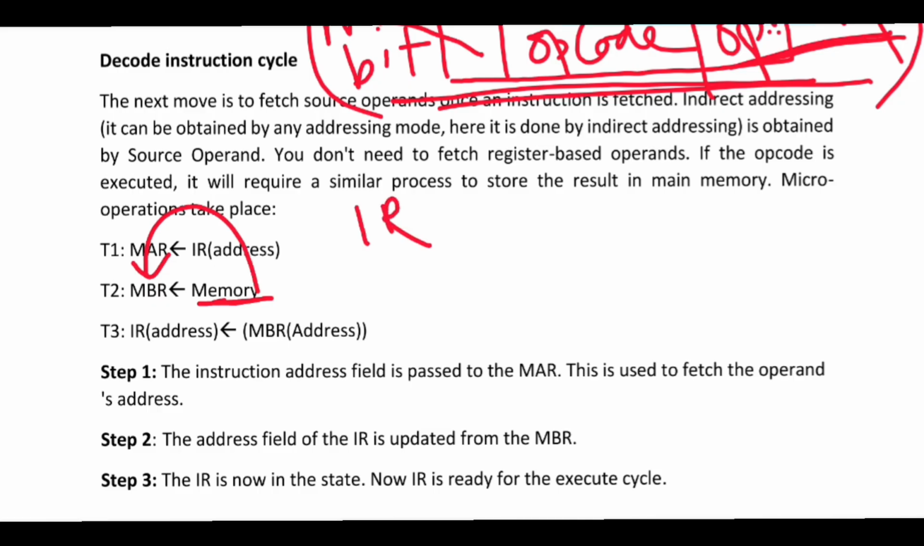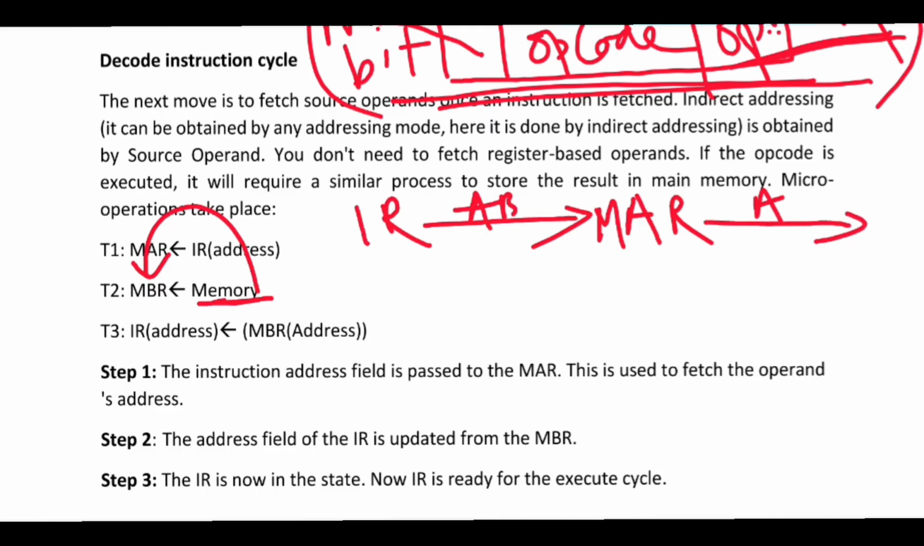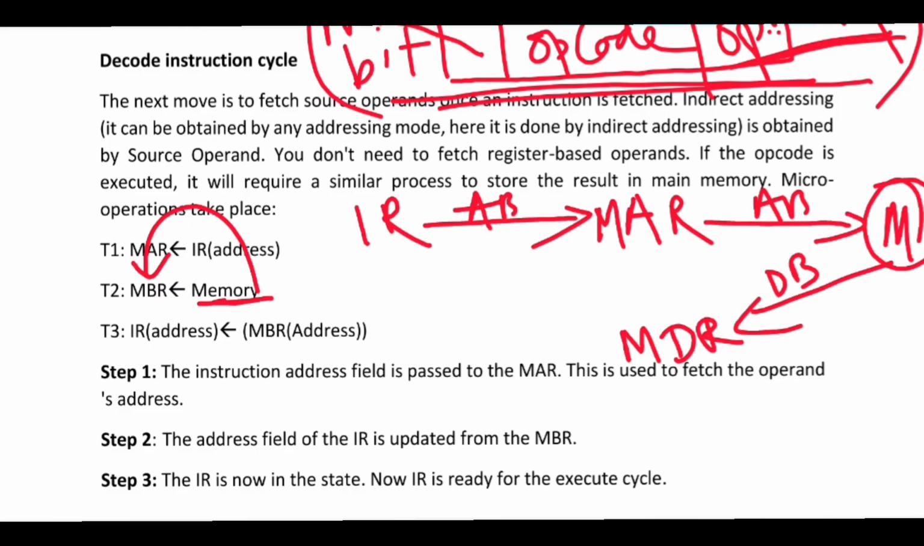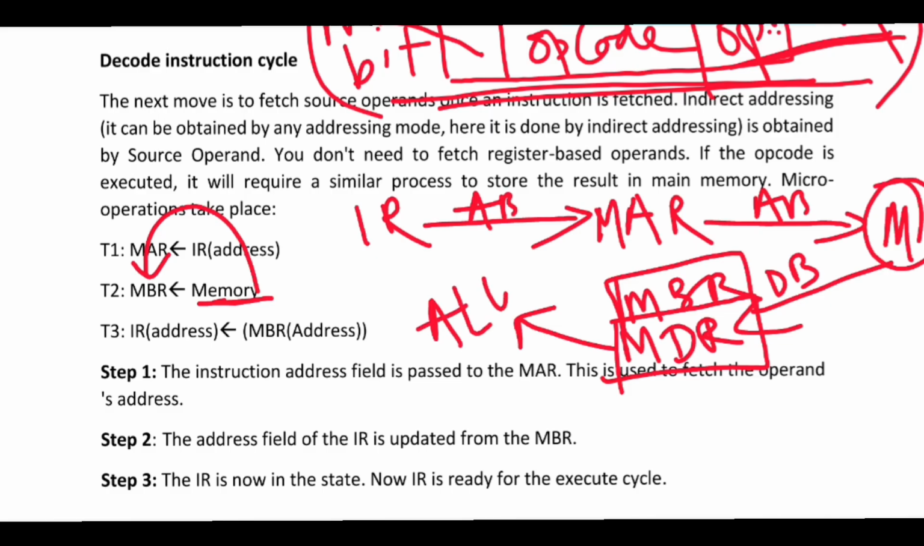Make it clear: from the instruction register, through the address bus to the memory address register, then the same address bus to memory, then from memory through the data bus we have the memory data register or memory buffer register, then again it goes to the ALU for execution. This is direct addressing.